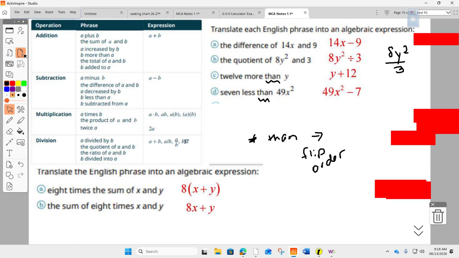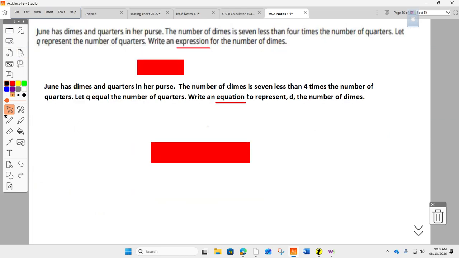Judy has dimes and quarters in her purse. The number of dimes is 7 less than 4 times the number of quarters. Less than, we're translating, we're going to switch some order around. Let Q represent the number of quarters. So dimes are 7 less than 4 times the quarters. We're going to write an expression. What's that expression going to be? Can you tell me, Hudson?